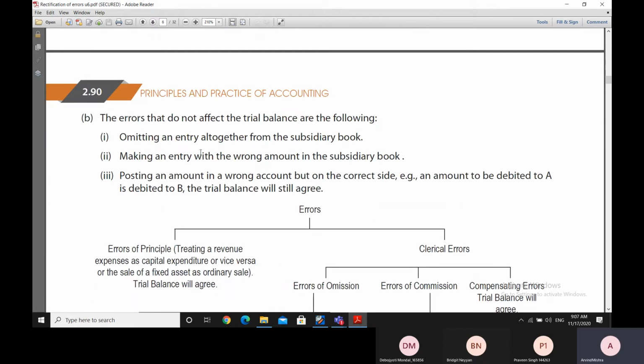Then let us see some errors which will not affect the trial balance. If we omit an entry altogether from the subsidiary book, then that will not affect the trial balance. Now, if we make an entry with the wrong amount in the subsidiary book, that will also not affect the trial balance.